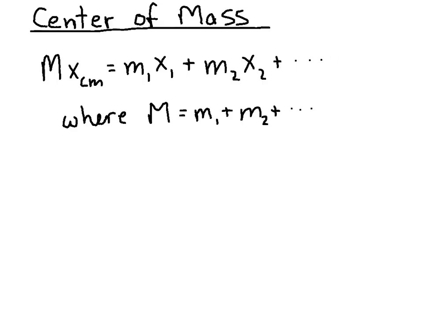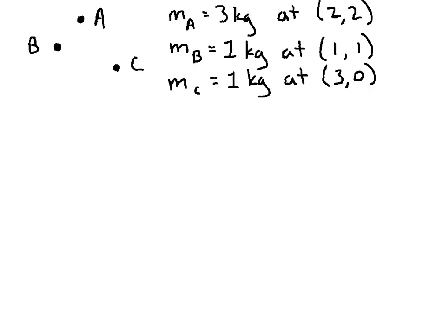So, to use this, let's say we have these three points, A, B, and C. And here are the properties of A, B, and C. Mass A is 3 kilograms, it's located at x equals 2, y equals 2, and so on for masses B and C. To locate the center of mass of the system, we need to find both the x and y coordinates of the center of mass. So let's start off and find the x coordinate.